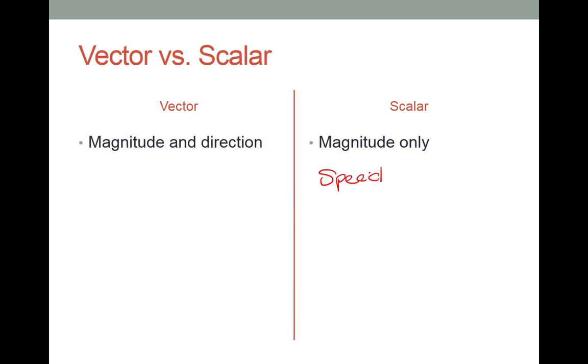A good example of a scalar that you encounter in your everyday life would be speed. Okay? If I ask you how fast you're going, you would look at the speedometer on your car and you would tell me maybe like 45 miles per hour. That is telling me your speed. Nowhere in there do you express what direction you're traveling in.